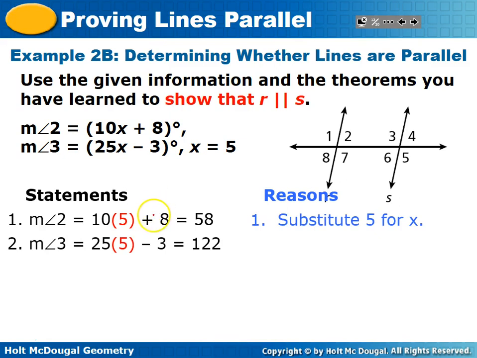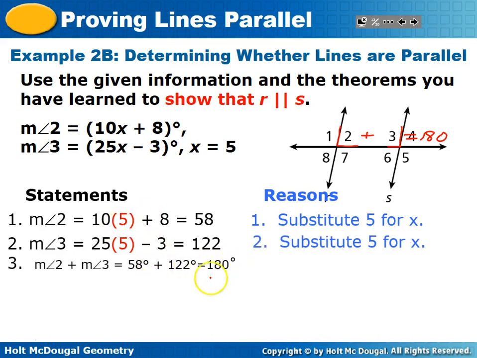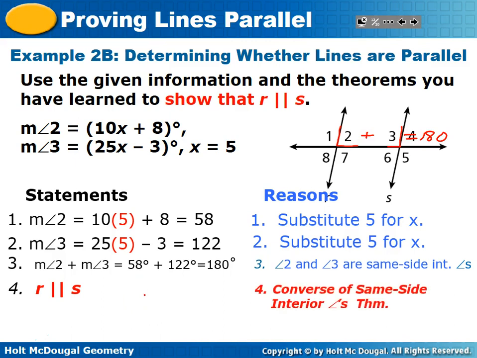Then look in the picture where angles 2 and 3 are. Angle 2 is there, and angle 3 is there, and when you add those two angles together, they equal 180 because they are same side interior angles, and same side interior angles are supplementary. So that's our next step, to see if that's true, and it is. Finally, we say that R is parallel to S by the converse of same side interior angles. If you need more time to write, pause the video and then start it again to go on to the next problem.